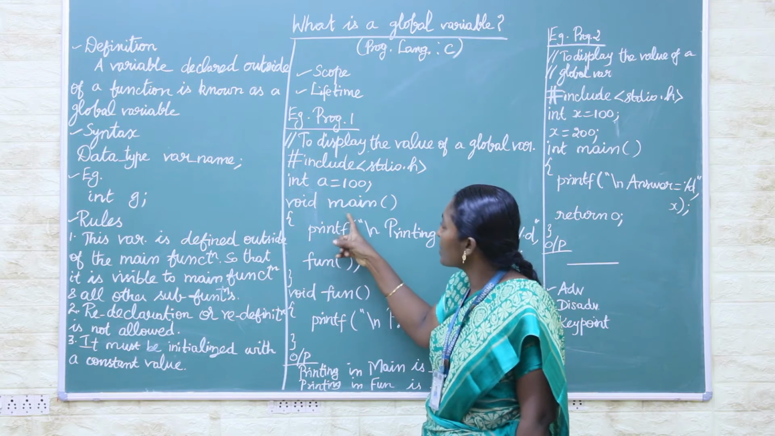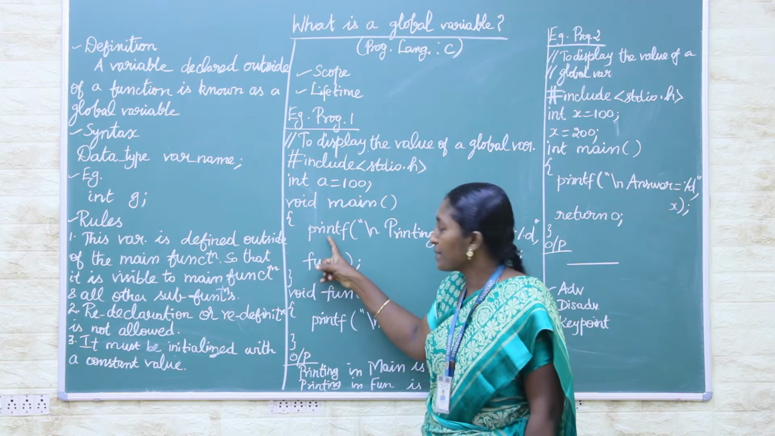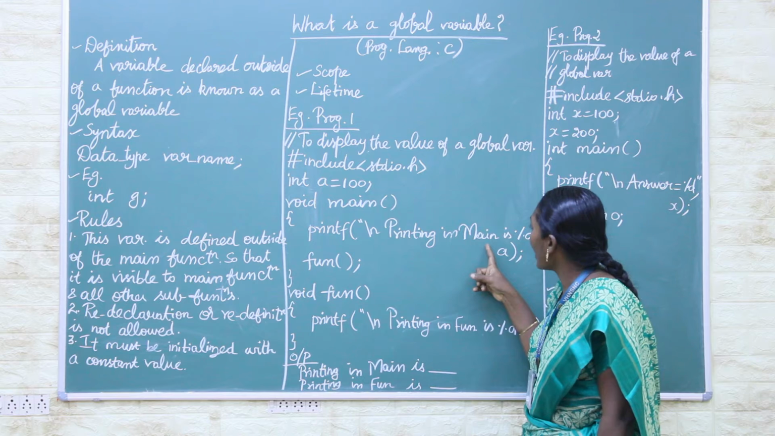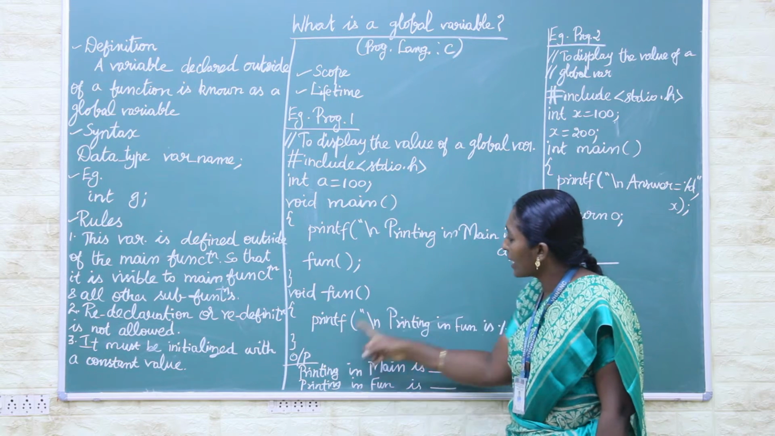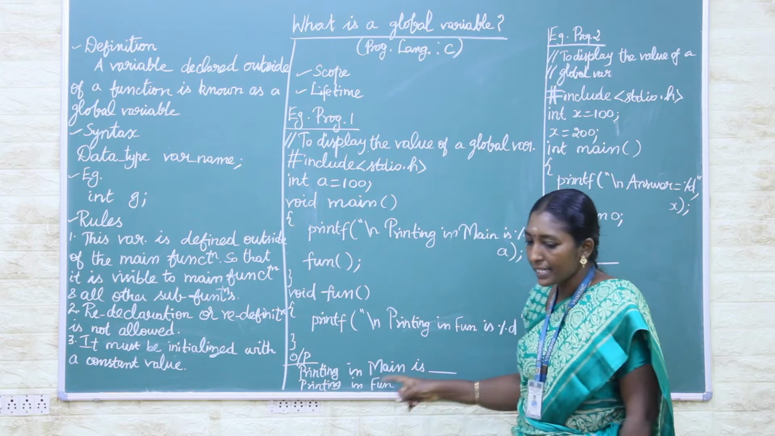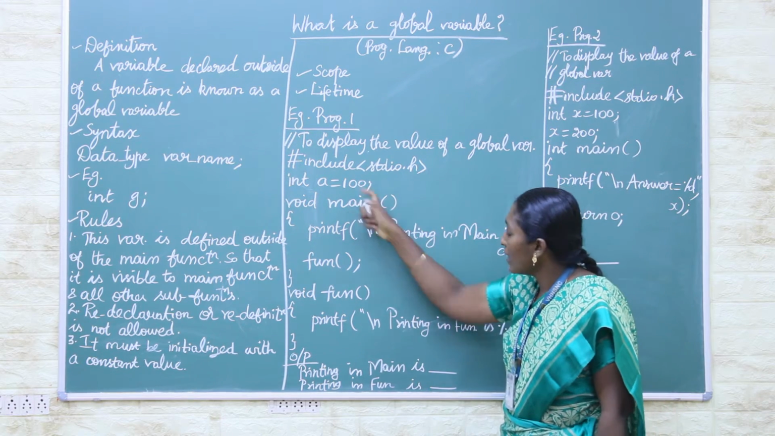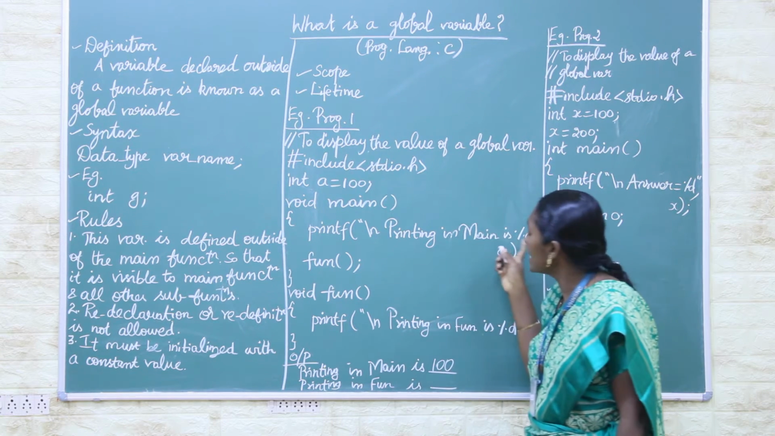So the program execution begins here. Inside the main, the first statement is the printf statement. In the printf statement we are writing the line, printing in main is, and we are printing the value of A. The value of A is 100, so we will get the output as printing in main is 100.